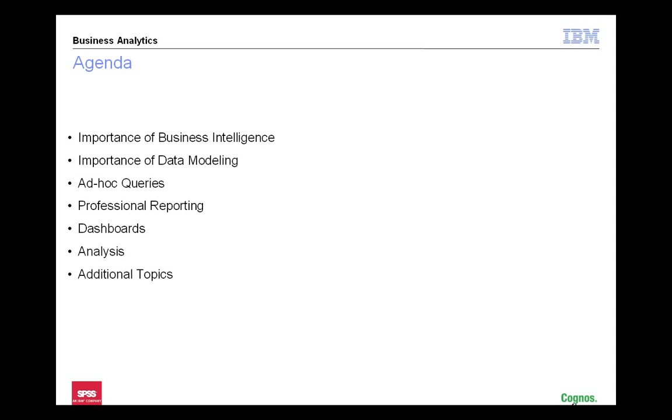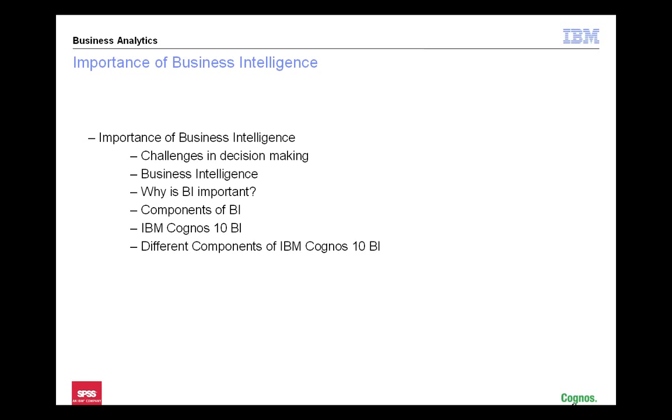Okay, so firstly, this is what we are going to cover in the topic, importance of business intelligence. So firstly, what are the challenges in decision making? Next is what business intelligence is all about. What makes it important? Then we'll discuss the components of a BI system. Then we'll discuss what is IBM Cognos 10 BI, and then different components that we have in IBM Cognos 10 BI.